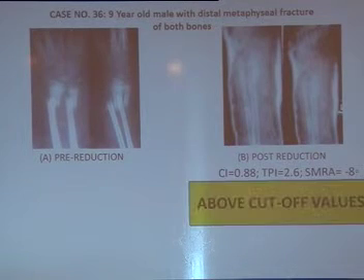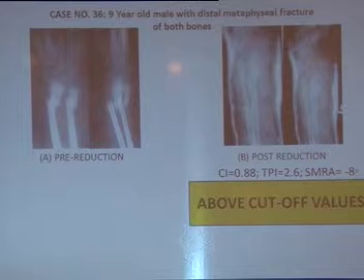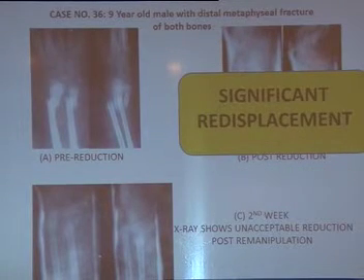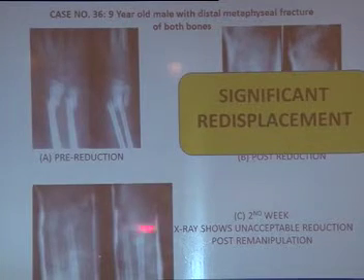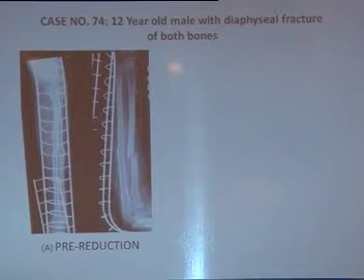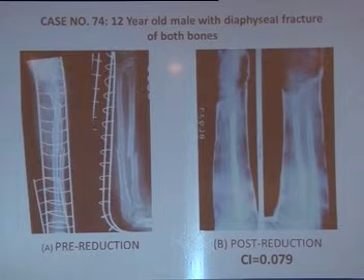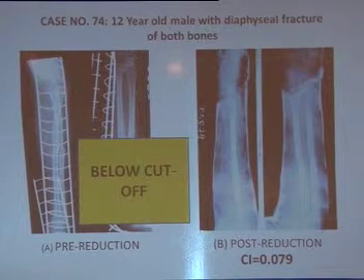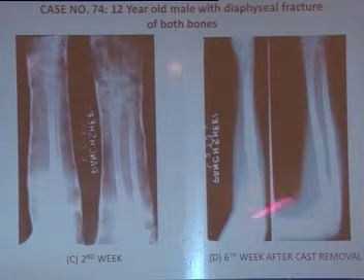This is one of the examples in which a patient having a casting index above the cutoff values had a significant redisplacement, was not acceptably reduced after remanipulation, so was operated and achieved a union. While this 12-year-old child with a diaphyseal fracture had a below-cutoff casting index value, had no redisplacement and achieved a sound union.